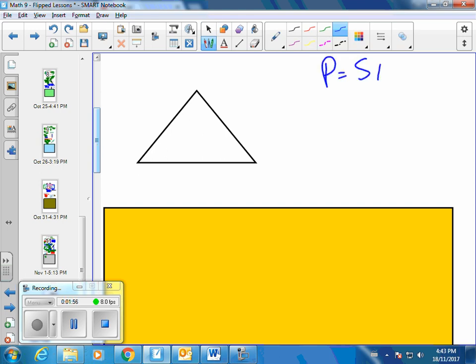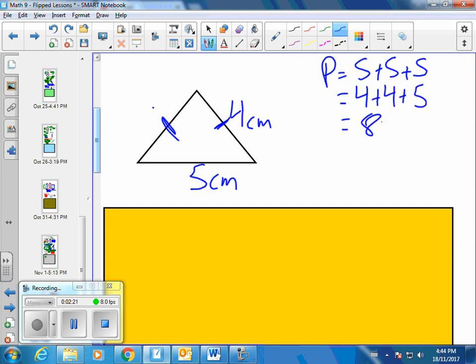P equals side plus side plus side. So let's say I've got 4 and 5 here. We'll use centimeters again. Since I know that this side is 4 centimeters, I can also assume that this side is 4 centimeters, at least in this particular triangle. So my perimeter is going to equal 4 plus 4 plus 5, which gives me 8 plus 5. The perimeter of my triangle is 13 centimeters. Easy peasy.